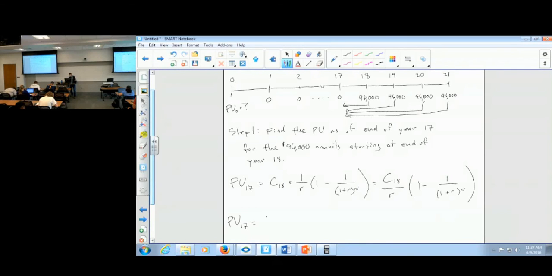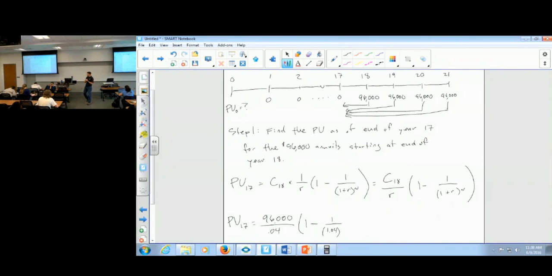Okay, so let's plug in what we know. We've got the $96,000 cash flow at the end of year 18. That's divided by our interest rate, given to us in the problem, of 4%. And then we're going to multiply that times 1 over 1 minus 1 plus the interest rate, which I'll go ahead and write as 1.04, and that 1.04 is raised to the n.